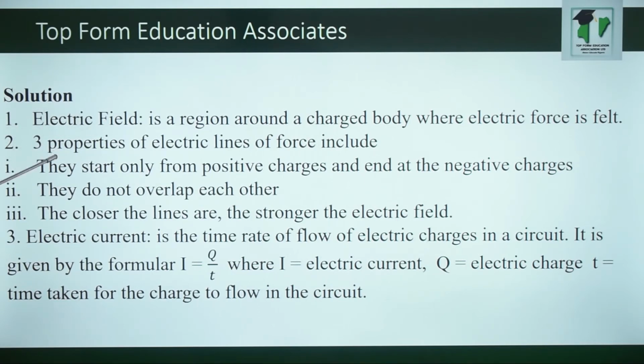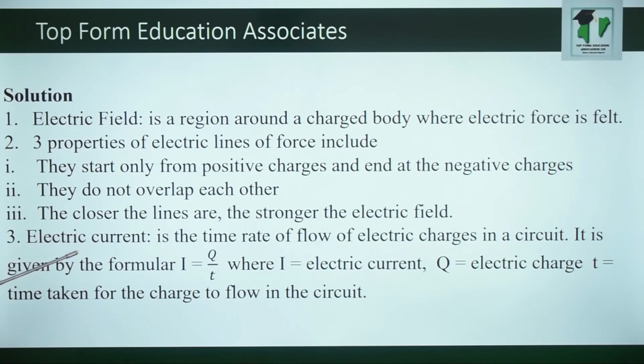Number 2, 3 properties of electric lines of force include: number 1, they start only from positive charges and end at the negative charges. Number 2, they do not overlap each other. Number 3, the closer the lines are, the stronger the electric field.